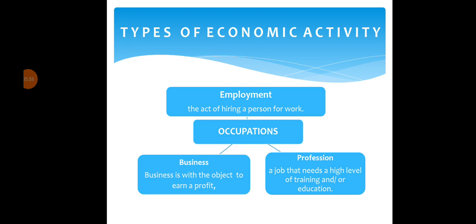Types of economic activity. So, employment. The act of hiring a person for work is known as employment. Second is business. Business is with the object to earn a profit. If there is a profit, then only we can call it a business. Profession. A job that needs a high level of training and an education.